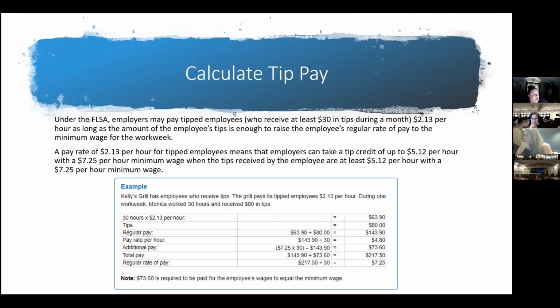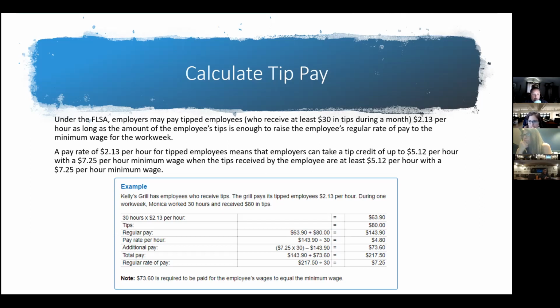Okay, so Kelly's Grill has employees who receive tips. The grill pays its tipped employees $2.13 per hour. During one work week, Monica worked 30 hours and received $80 in tips. So if we look at her hours, she worked 30 hours times $2.13 an hour. That's $63.90. She earned $80 in tips. Add those two together, we get $143.90. Her per hour rate, if we take that total, $143.90, and divide it by 30, because that's how many hours she worked during the week, we get $4.80. Is that high enough for minimum wage?